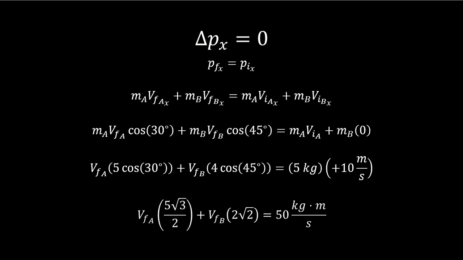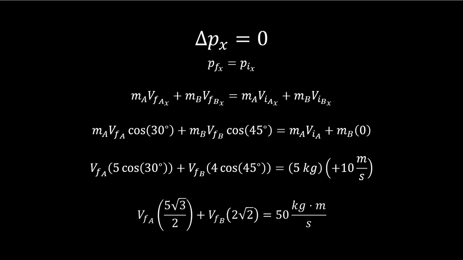That allows the initial velocity of B to just drop out to 0. Thus, its initial momentum is 0. And the initial momentum of object A is just its mass times that positive 10 meters per second. Therefore, for our next line, just bringing some knowns together, we have 5 times the final velocity of A times cosine of 30 plus the final velocity of B times 4 cosine of 45 degrees equals 5 kilograms times positive 10 meters per second.